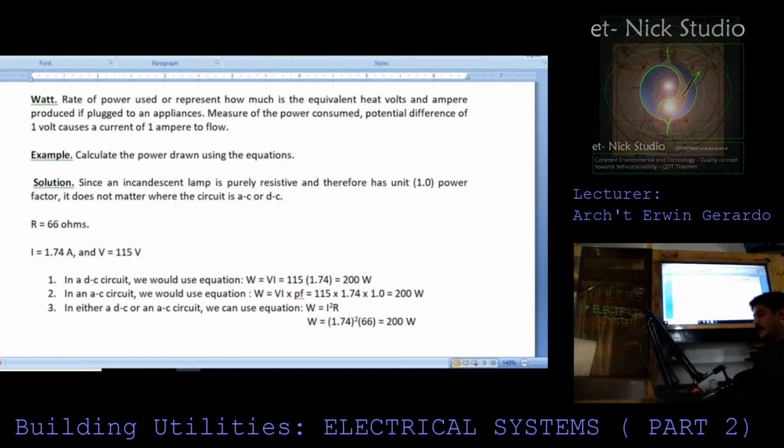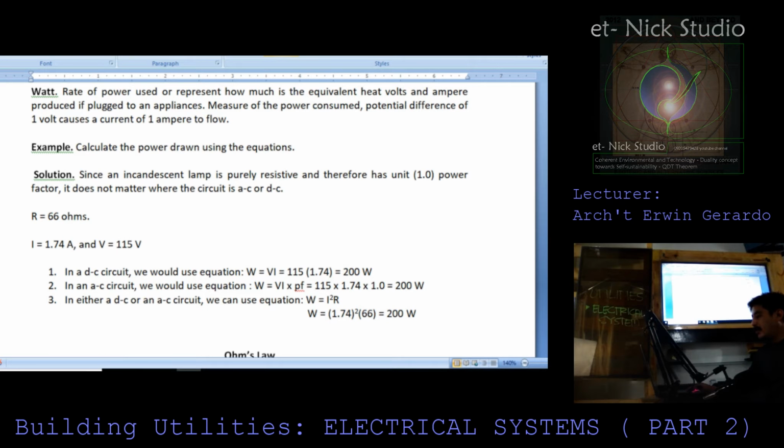In either DC or AC circuit, we can use the equation W equals I raised to the second power times R, which is equal to 1.74 raised to the second power times 66, equivalent to 200 watts.